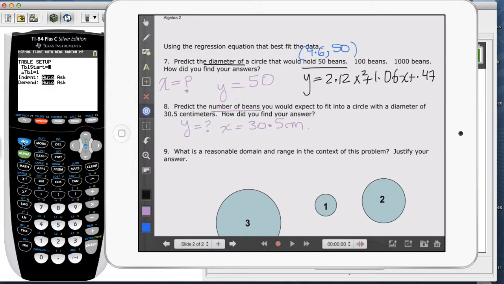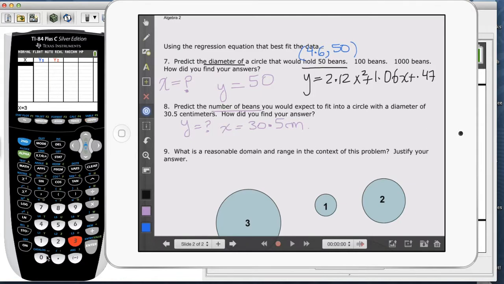So the second method is to go to second window, which is table set. Now the x is given, so go to independent instead of auto, put it to ask and press enter. After you do that, you go to second graph, which is the table, and as you can see, the table now will be empty. It means you did something that's right.